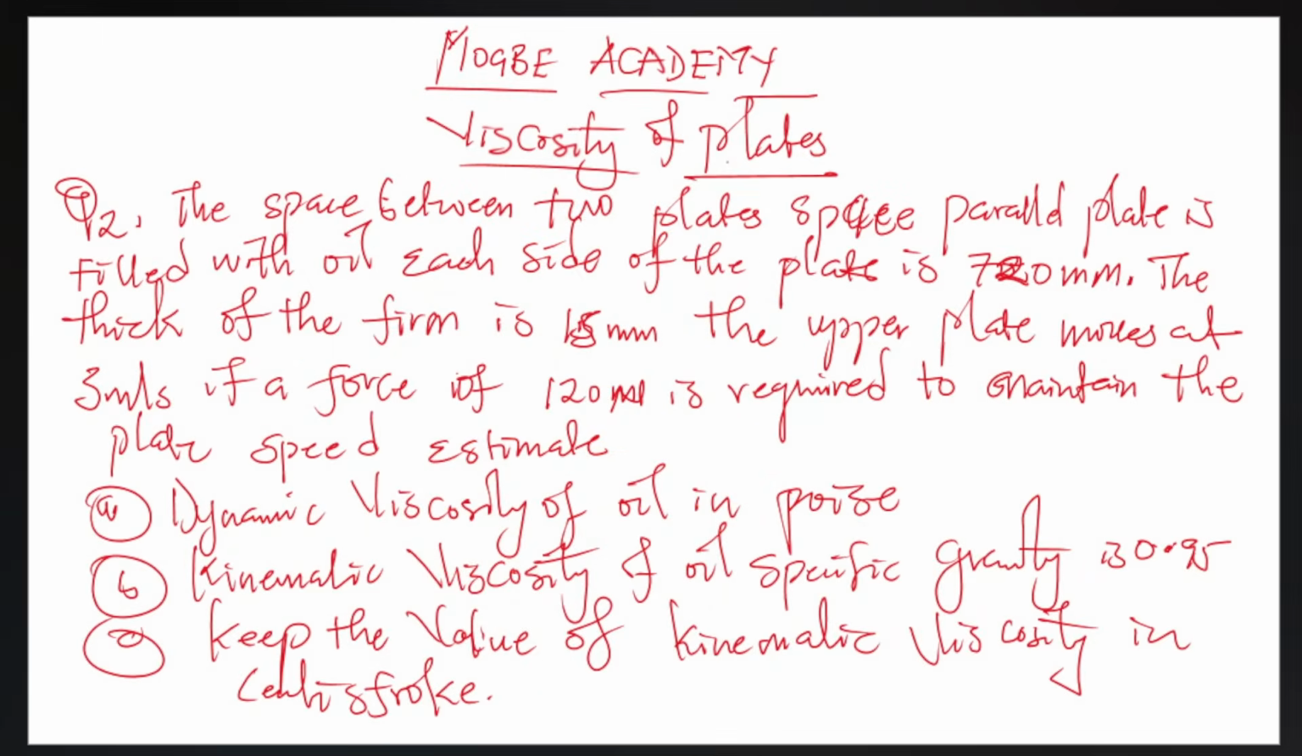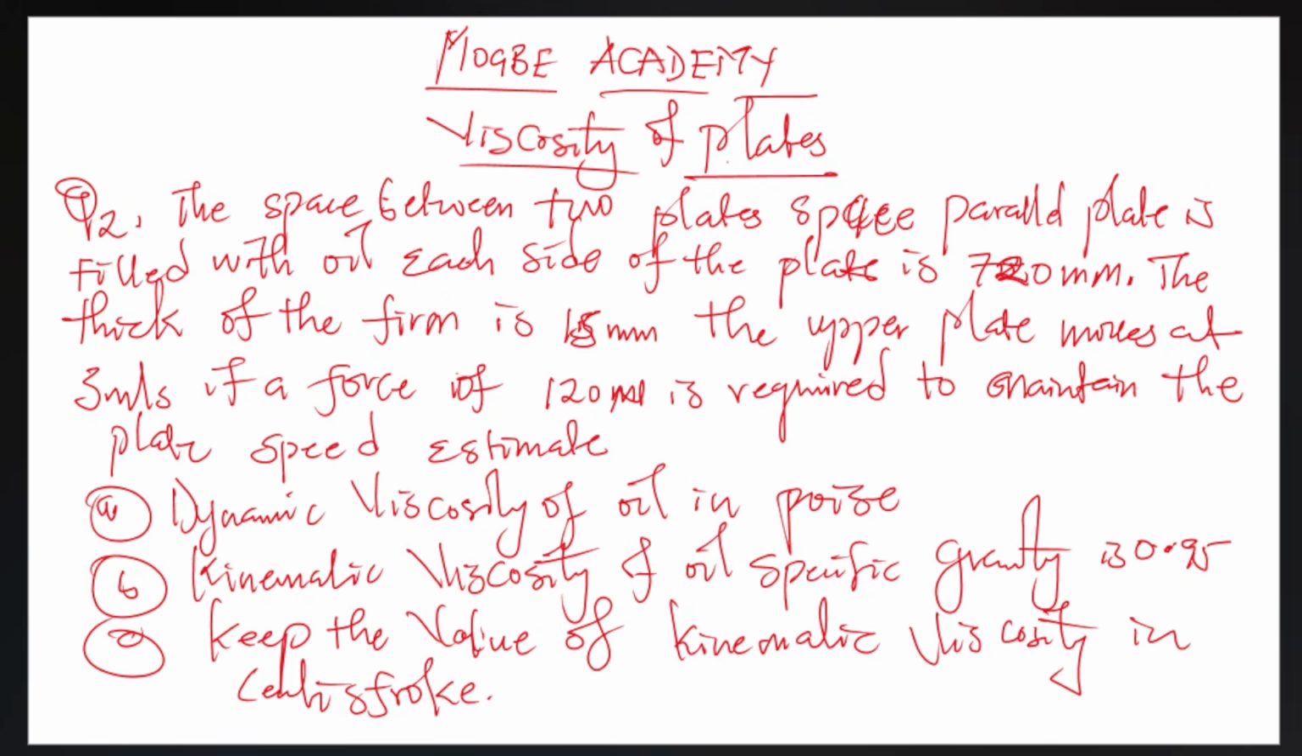Now, from our second question, we're given that the space between two parallel plates is filled with oil. Each side of the plate is 720 millimeter. So basically, you are given the area of the plate, because each side of the plate, with oil in the middle, is 720 millimeter. So this is the area of the plate.